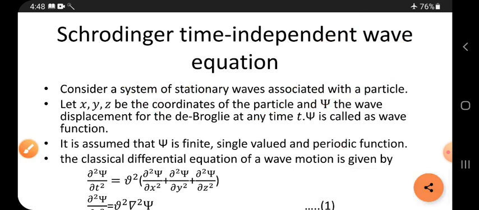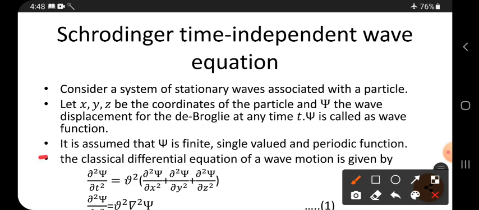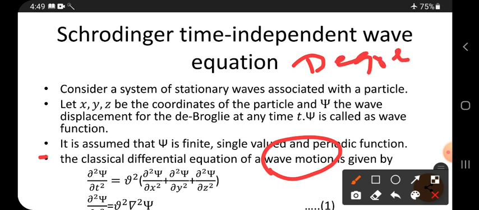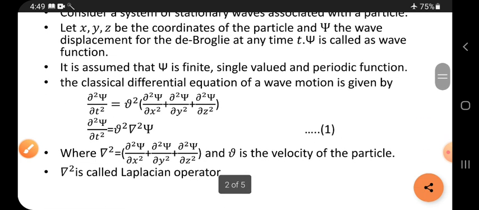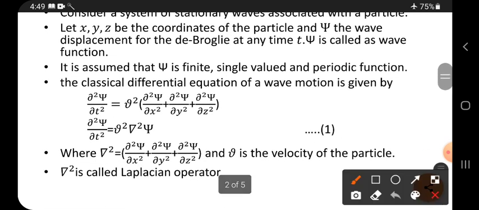Okay. And the next, the classical differential equation of a wave motion is given by. Classical means classical mechanics or Newtonian mechanics. According to classical mechanics, there is one equation for wave motion. We already have it in the degree first year, right? In the degree first year. Okay, friends, that is the equation.